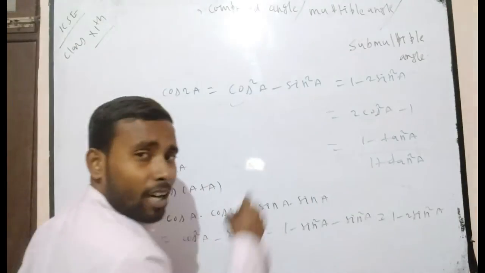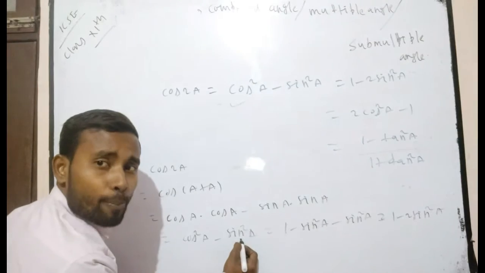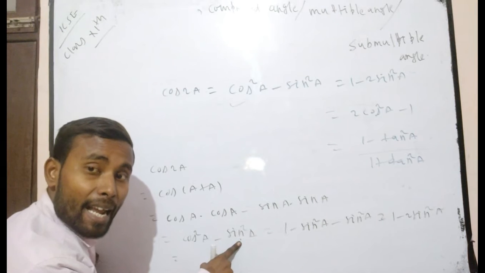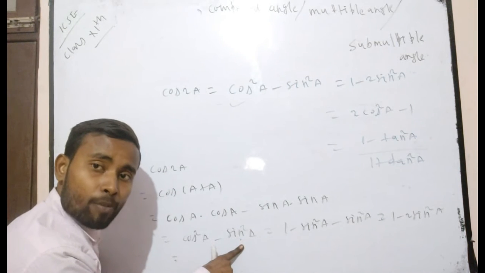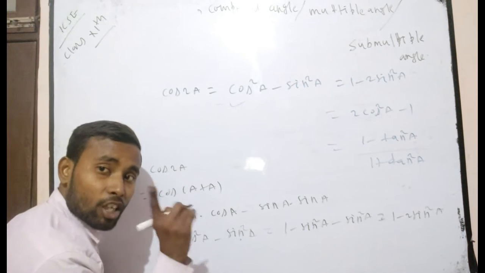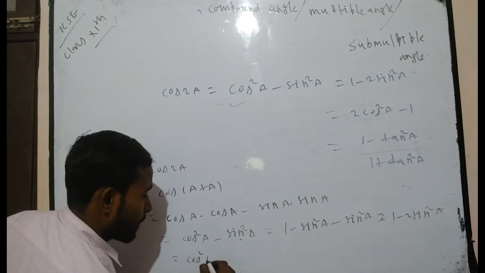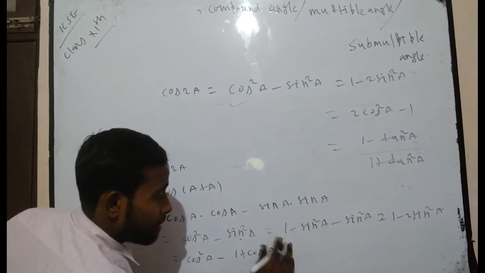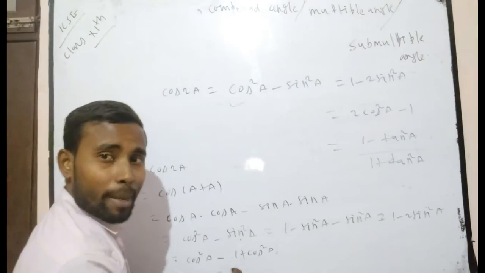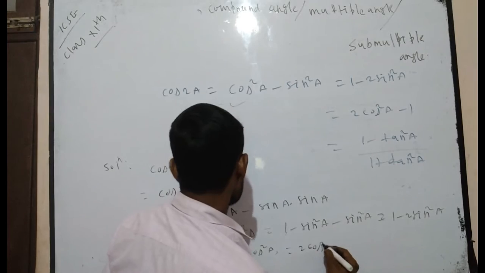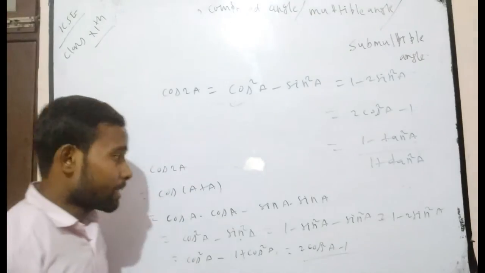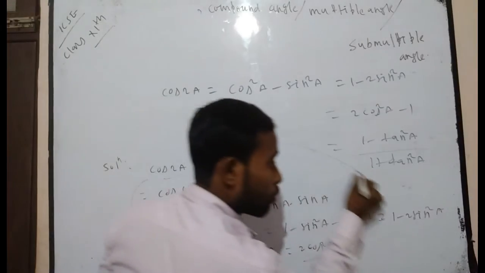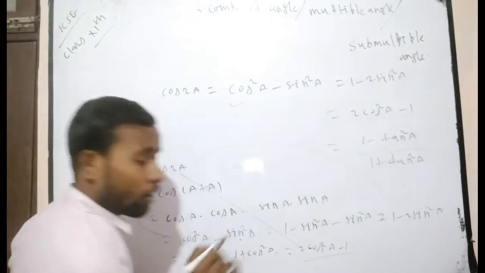If you want to take the third part, then you can put 1 minus cos square a in place of sin square a. After putting it, you get cos square a minus (1 minus cos square a), minus and minus make plus, so it will be 2 cos square a minus 1. So finally you can write cos 2a is equal to 2 cos square a minus 1. That means you get cos 2a is equal to cos square a minus sin square a, cos 2a is equal to 1 minus 2 sin square a, cos 2a is equal to 2 cos square a minus 1.